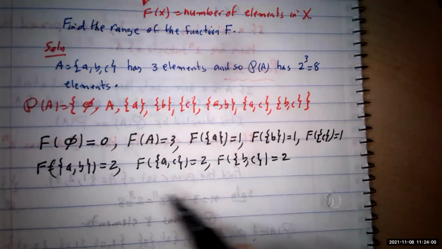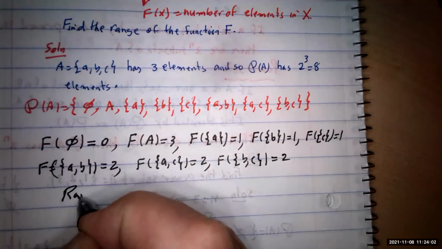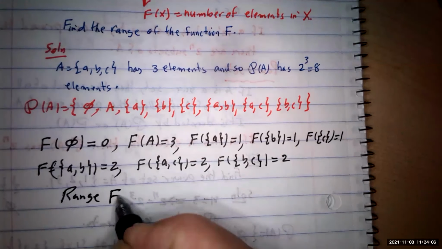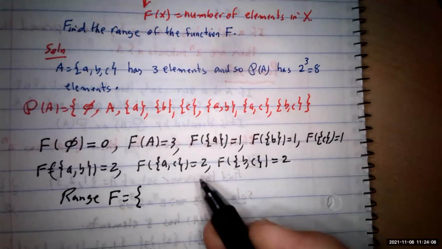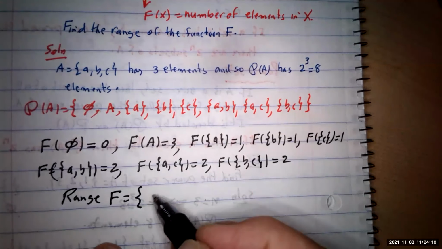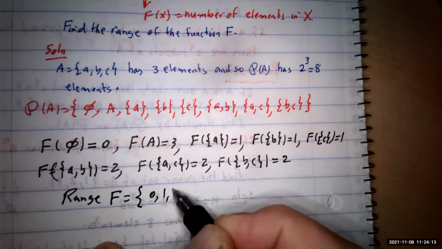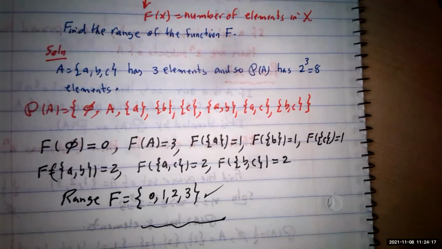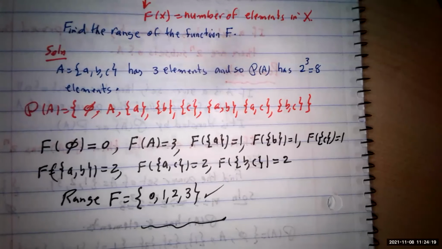Okay, so the range is going to be the collection of these outputs. So the range of the function f is going to be what? The numbers that you have: 0, 1, 2, and 3. So this is going to be the range of your function. Any question?